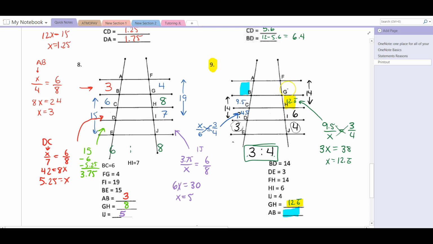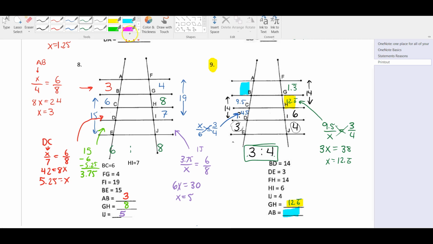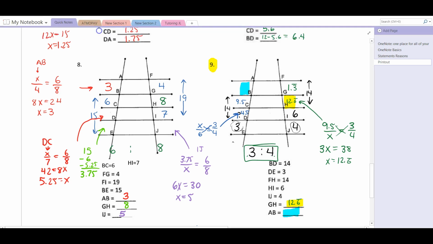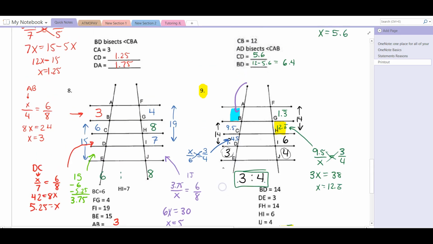We now know then what FG has to be. 14 minus 12.6 repeating is going to be 1.3 repeating. So we can use that now to figure out our final one, which is going to be AB. And I will use purple for this one. AB, whoops, sorry about that. x over 1.3 repeating is equal to 3 over 4.